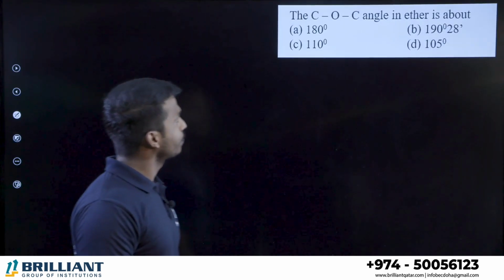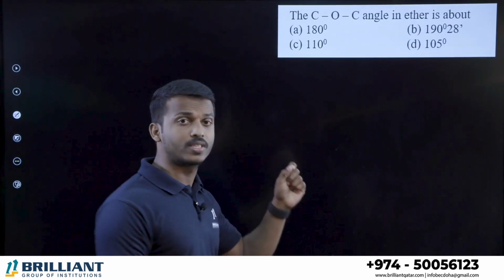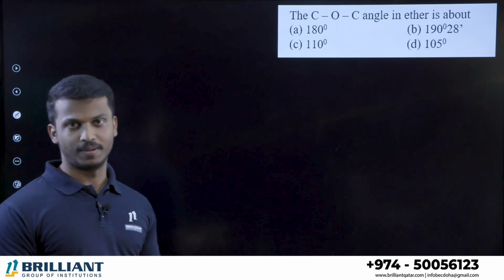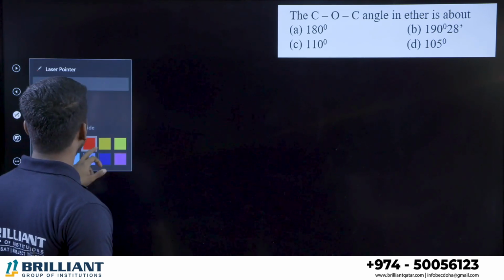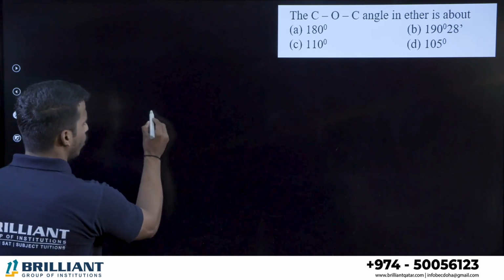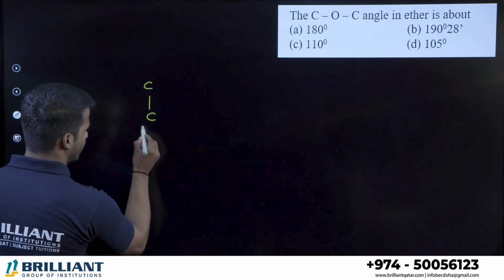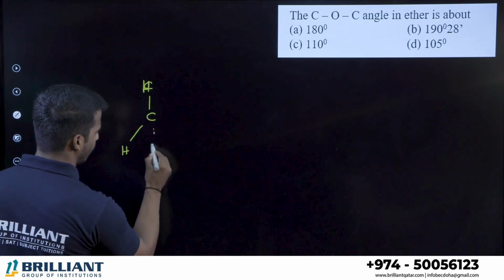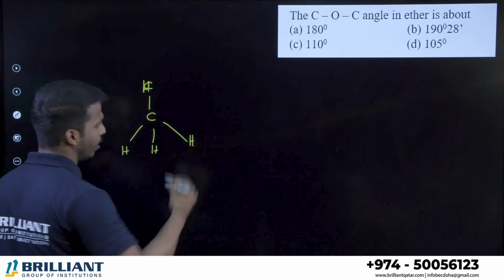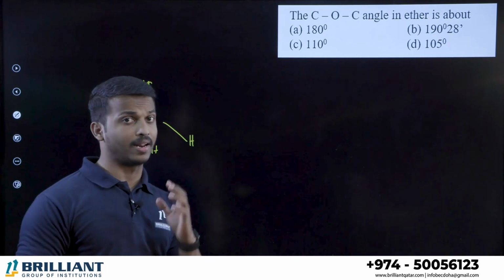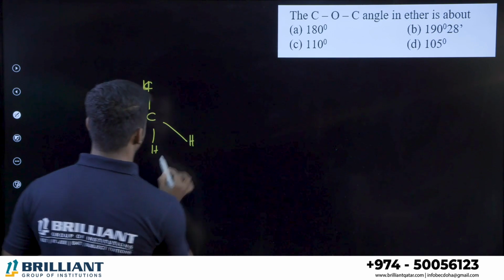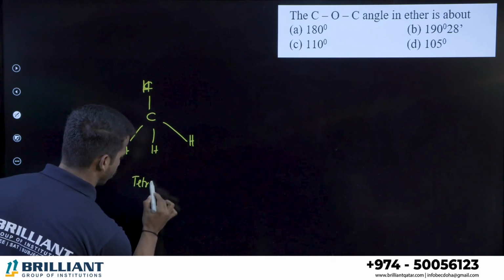Here we have: the carbon-oxygen-carbon angle in ether is about. Okay, simple question. Let me tell you a small theory here. You know tetrahedral geometry. For example, consider methane. This is a methane molecule. You know what its geometry is? Tetrahedral geometry. Then I'm taking an alcohol. Okay, this is a tetrahedral geometry.